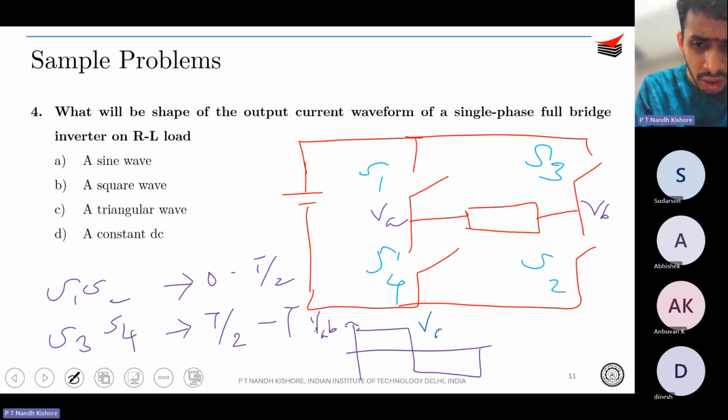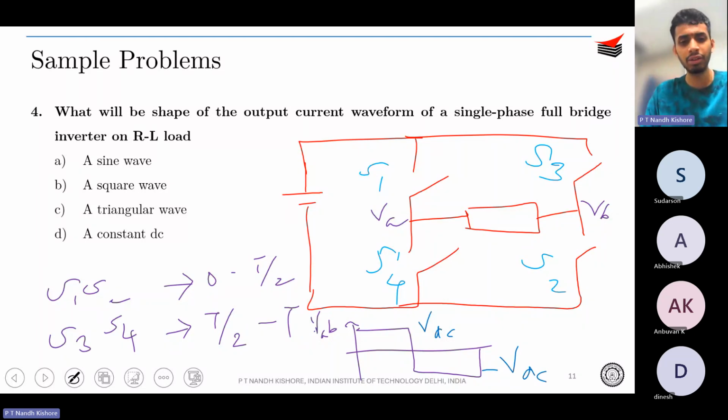So this is VDC and this is minus VDC. Pardon me for the handwriting. Actually my pen is having some issue, so I am using my hand to write on the screen.